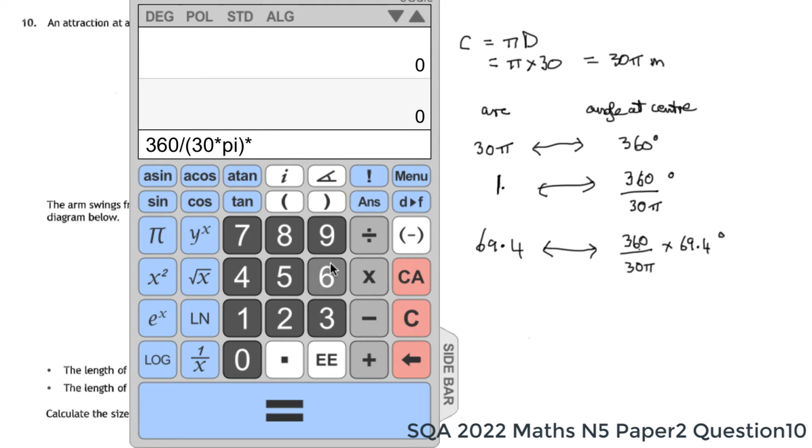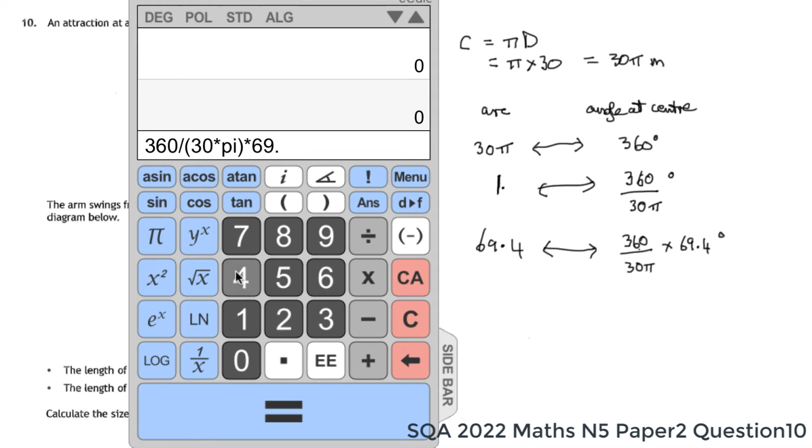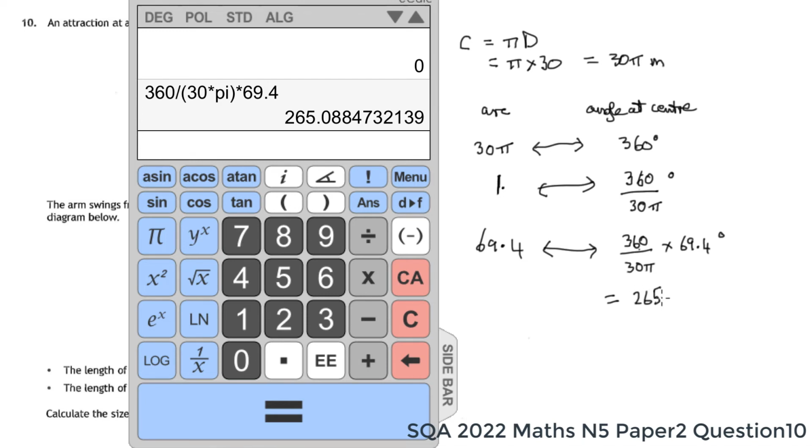So multiplied by 69.4. That comes to 265.08 and so on. So let's put that down. That equals 265.088 and so it goes on. It's that number of degrees.